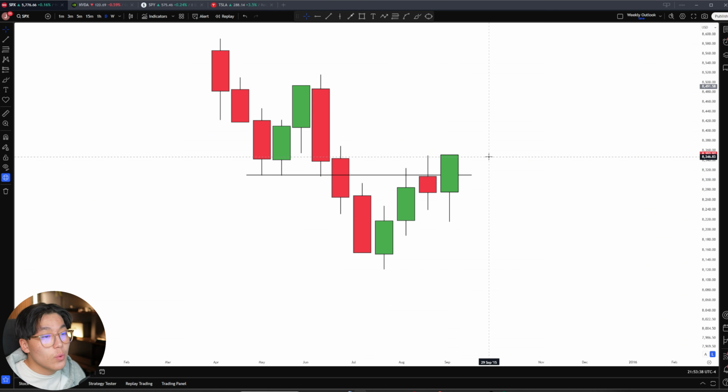And as I mentioned, you always want to wait for those candles to close. Wicks do the damage, bodies tell the story. So now let's go on to some charts to see what the continuation entry model looks like.